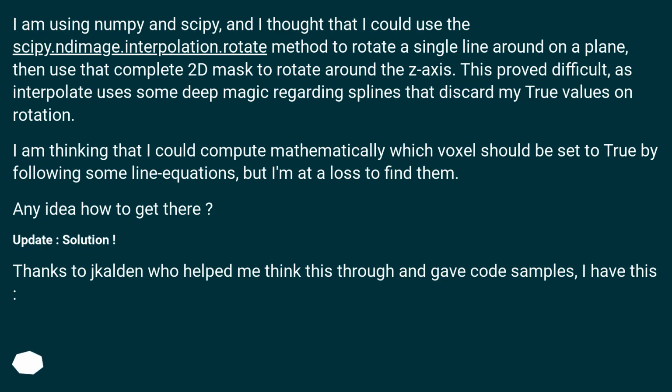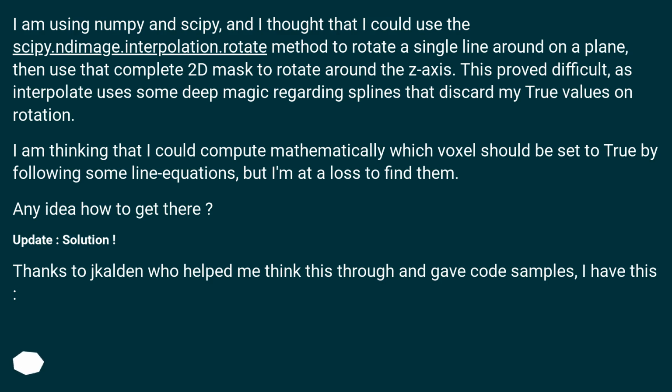I am using numpy and scipy, and I thought that I could use the scipy.ndimage.interpolation.rotate method to rotate a single line around on a plane, then use a complete 2D mask to rotate around the Z-axis. This proved difficult, as interpolate uses some deep magic regarding splines that discard my true values on rotation.